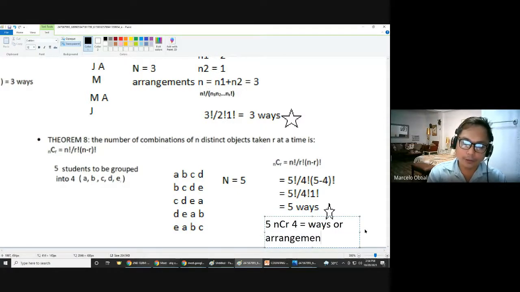Kapag combination, may restriction doon that kumbaga equally, equal yung kanilang qualification, no?